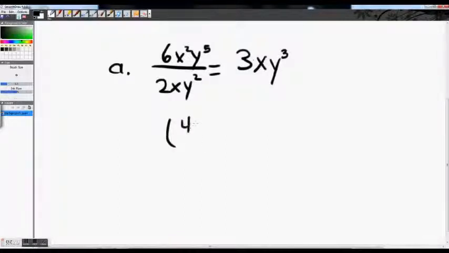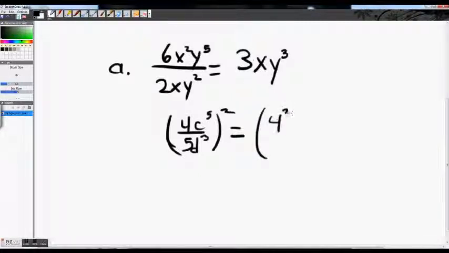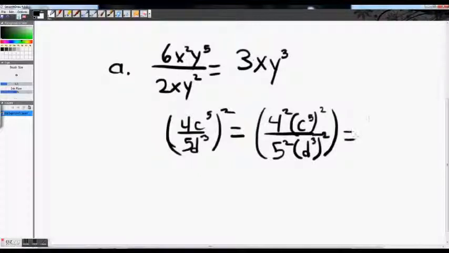If we have 4c to the 5th over 5d cubed, and we square that, we're going to square everything here. We'll have 4 squared times c to the 5th squared over 5 squared times d cubed squared. And what we'll have is 16 times c to the 10th divided by 25 times d to the 6th.